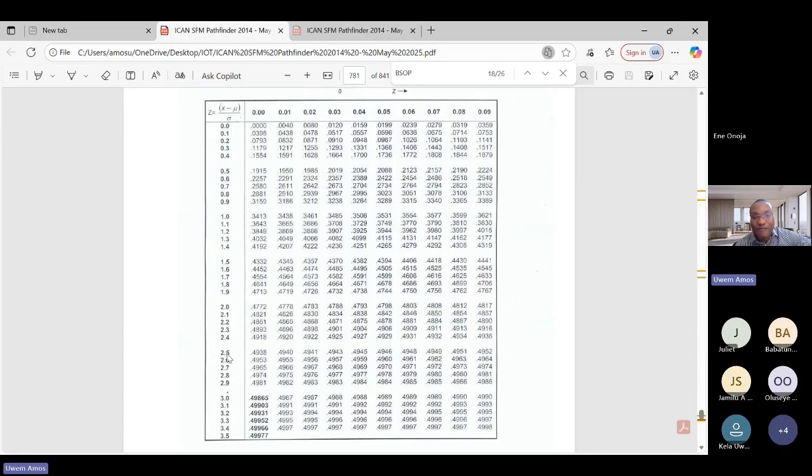Okay, so we're looking for 2.55. So this is 2.5, and we're going to move now to this side. This first one here is 2.50. The next one after that is 2.51. See the one on top here. The one after that is 2.52, and the one after that is 2.53. So 2.55 would be this one, 0.4946. Can you see that? Yes, I can see it. Thank you very much, sir.